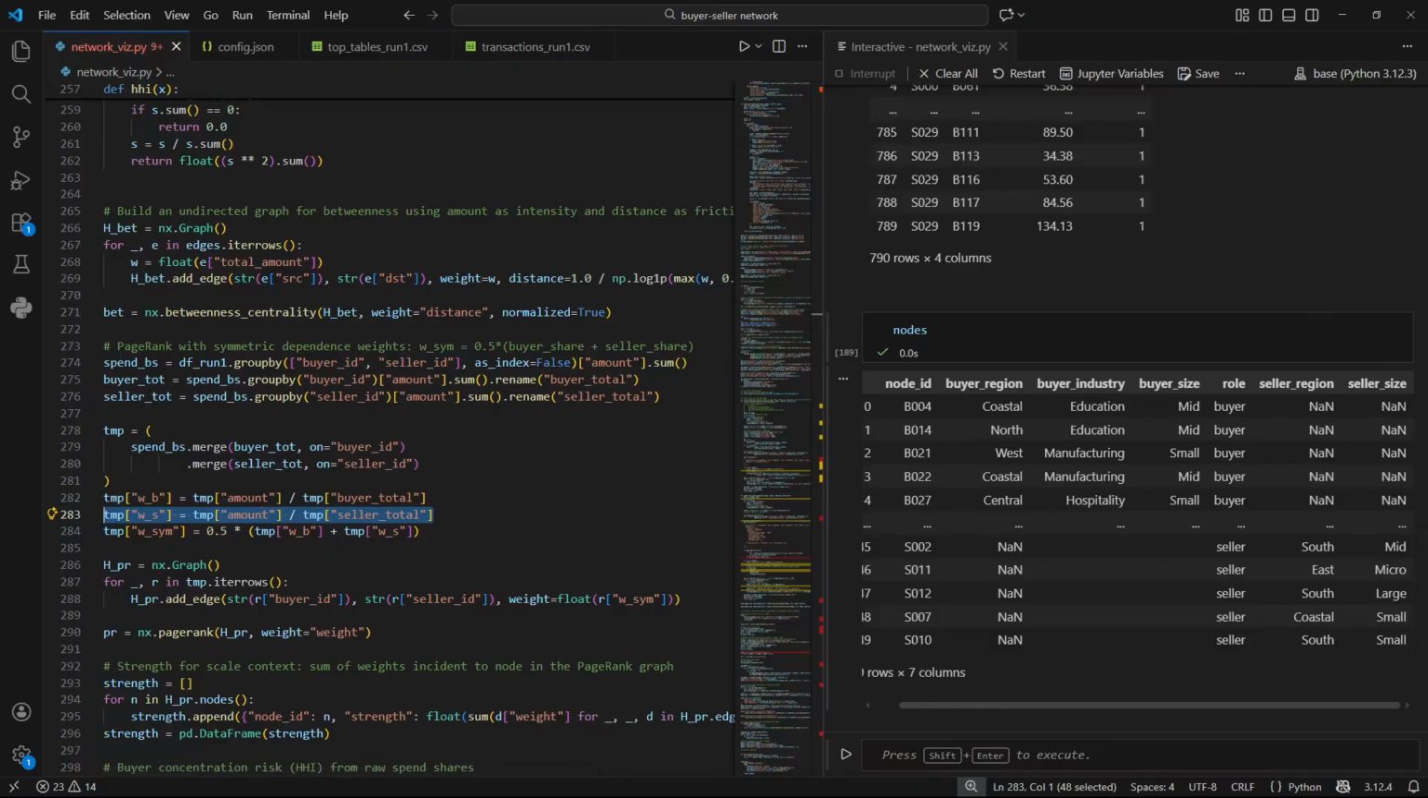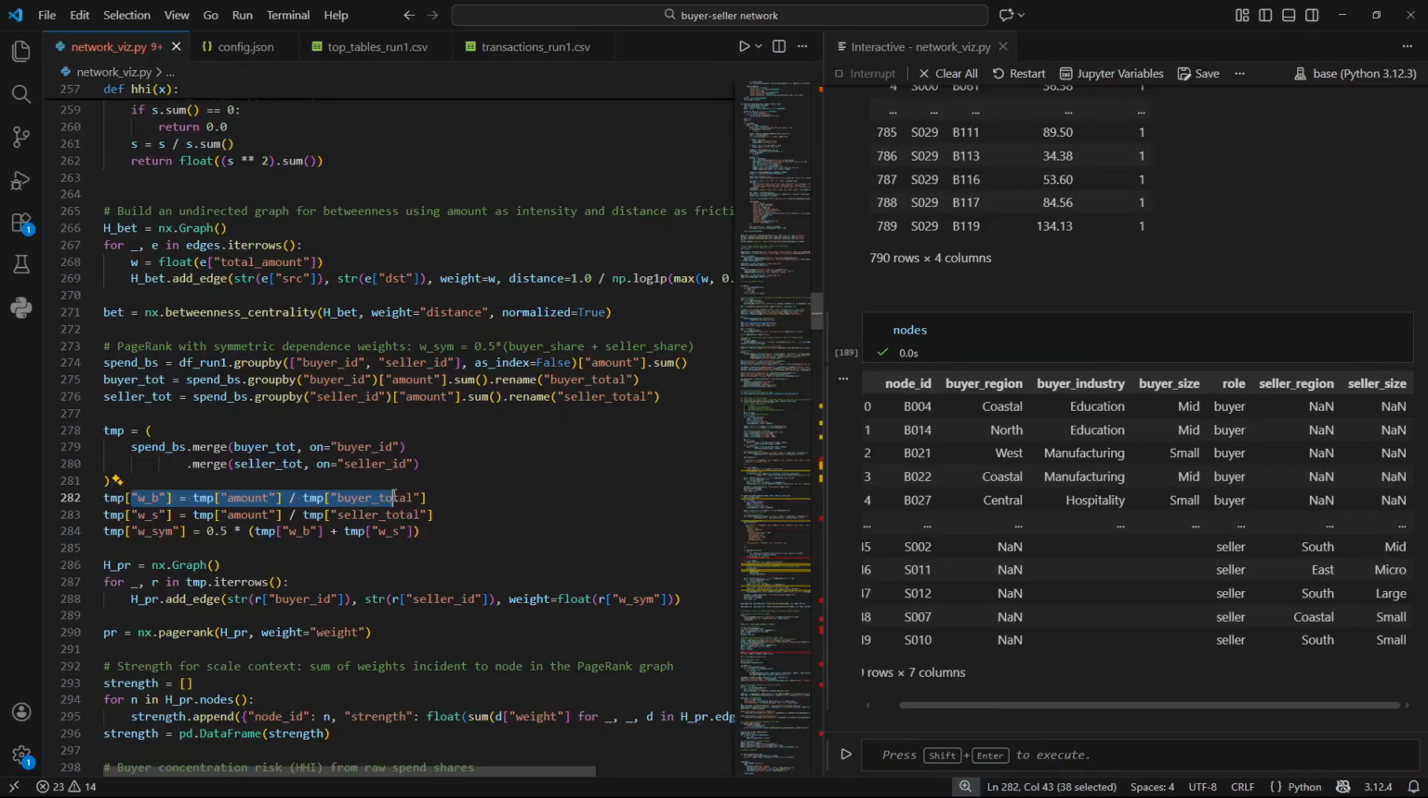But also we use a symmetric notion. So we convert each edge weight into a symmetric dependence weight. As you see, we look at this amount of trade between a buyer and seller, how big it is as a total amount of spend by buyer, right? How much of dependency is this single trade for the whole purchase history of this buyer on this single trade, right? And also for the same seller, right?